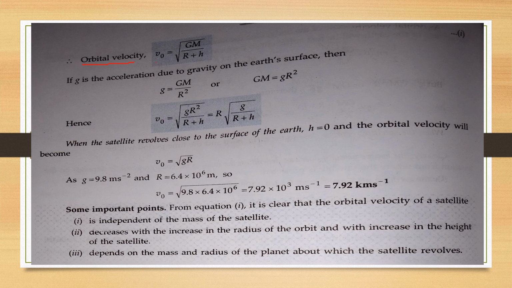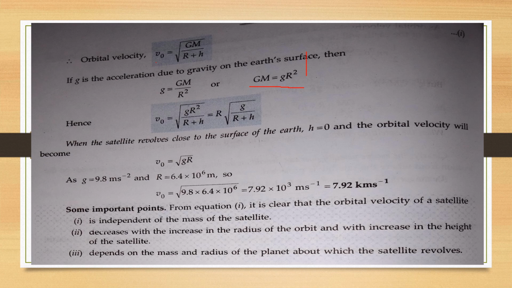We can also write this equation in terms of small g, that is, when we take into consideration the acceleration due to gravity on the Earth's surface. We know that the value of small g on Earth's surface is equal to capital G into capital M divided by R square. Here capital M and R are the mass and the radius of the Earth. So on rearranging the terms, we get the new equation GM is equal to small g into R square.